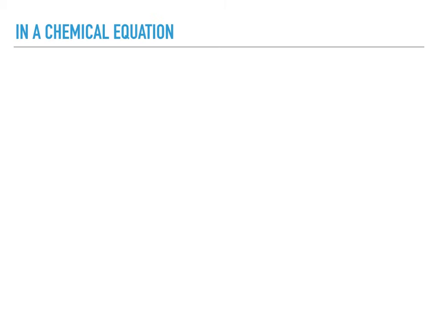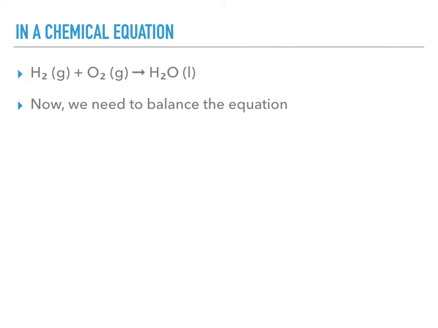Now, we'll look at the diatomic molecules in a chemical equation. We will use the formation of liquid water from hydrogen and oxygen gas. We'll need to balance the equation.